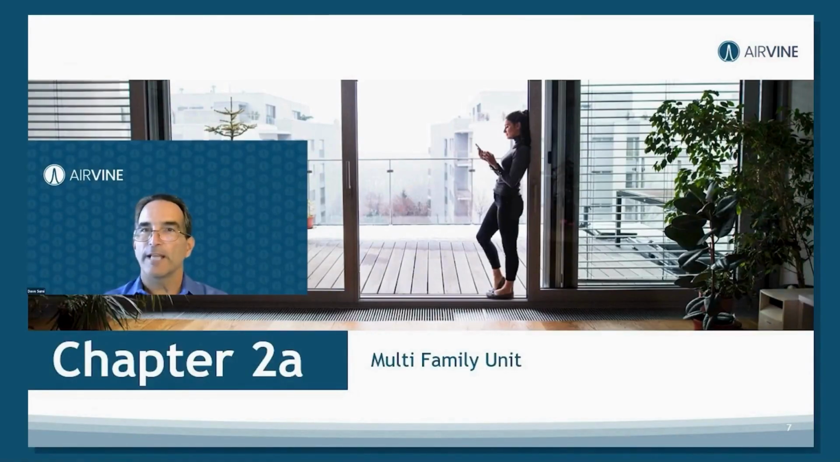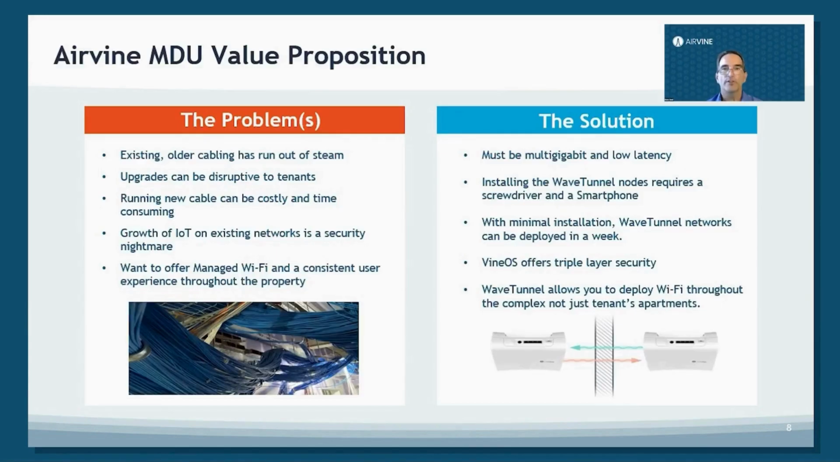Here we are in the applications section. Everywhere you go, there are applications for WaveTunnel. Our first chapter, Chapter 2A, is a multifamily unit. In Chapter 2B, we'll talk a little bit more about senior living and why that's a little bit different than multifamily, and it has some additional requirements. With that, let's look at the value proposition for what we have.